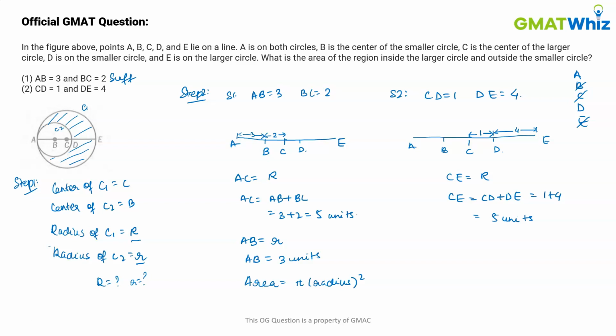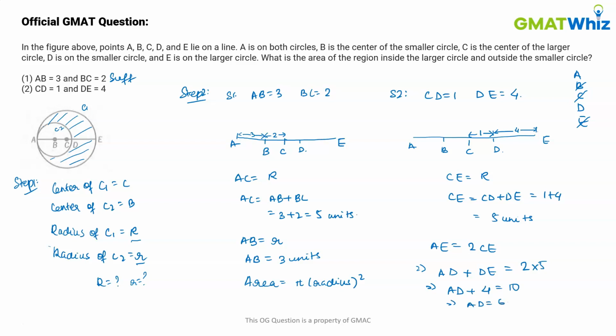Now we just need to find the value of small r, and if we are able to find it using statement 2 as well, we can conclude that statement 2 is also sufficient. Since CE is 5 units, AE will be 2 times CE, since AE is the diameter and CE is the radius of circle C1. Now AE can be written as AD plus DE, which equals 2 times 5, so AD plus 4 equals 10. So the value of AD will be equal to 6.